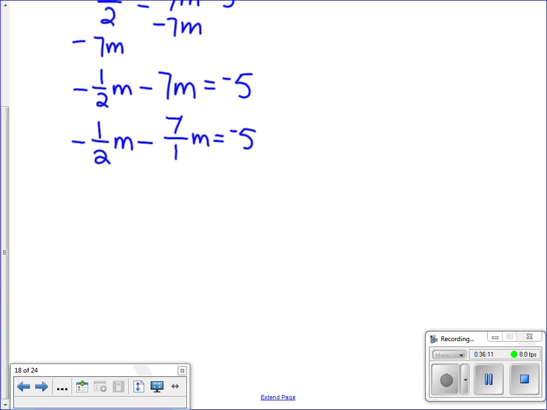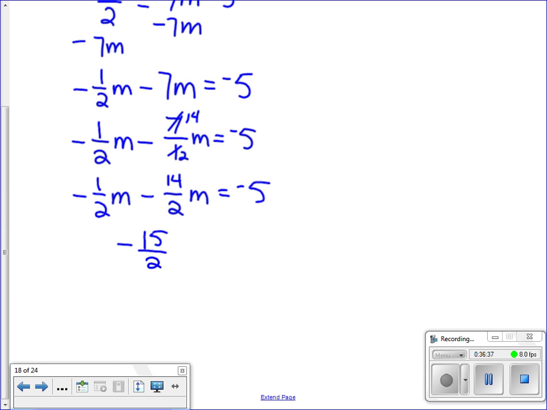Okay, now I need a common denominator. So I have negative 1/2 m minus, and I'm going to make this a 2 and this a 14. Just multiplying both my numerator and denominator by 2. So I get minus 14 over 2m is equal to negative 5. Okay, we'll have a negative 1/2 minus 14 halves, which gives me negative 15 over 2m is equal to negative 5.